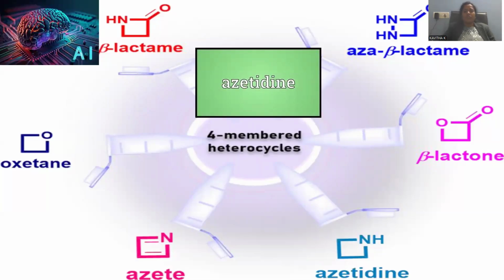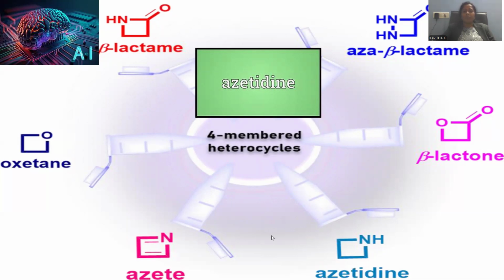The session is going to be conducted on heterocyclic compounds. We are in the series of heterocyclic compounds. In that regard, today's concept is about azetidine. Azetidine is a four-member ring system with nitrogen as a heteroatom. It is a cyclic molecule with four atoms containing one nitrogen heteroatom existing within the molecule.